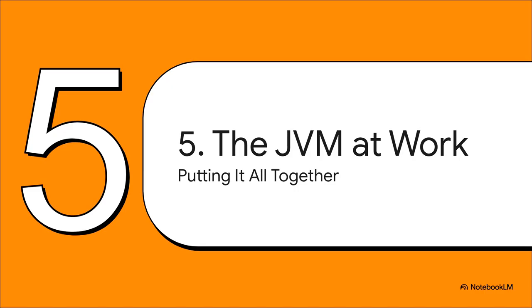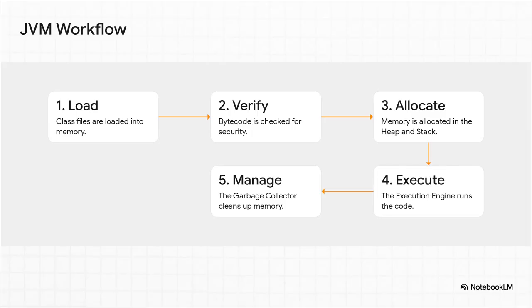Okay, so we've seen all the different departments of this incredible machine. Now let's put it all together and watch the entire assembly line work in perfect harmony. So here it is, the whole process from start to finish. First up, the class loader brings in the code. Then, that code gets verified to make sure it's safe and sound. Next, the JVM sets up all the memory it needs in the heap, stack, and other areas. Then, the execution engine, with its interpreter and JIT compiler, gets to work running the code. And all the while, the garbage collector is tirelessly working in the background to keep things tidy. It's really like a beautifully coordinated dance.